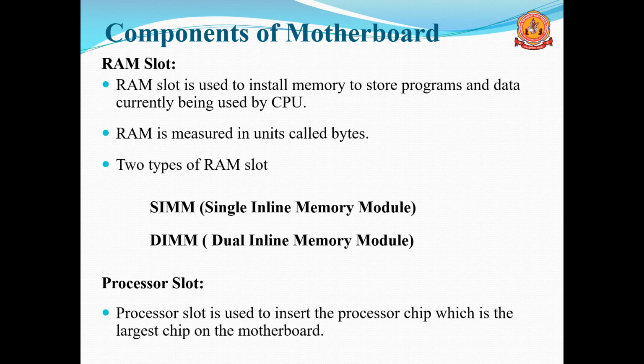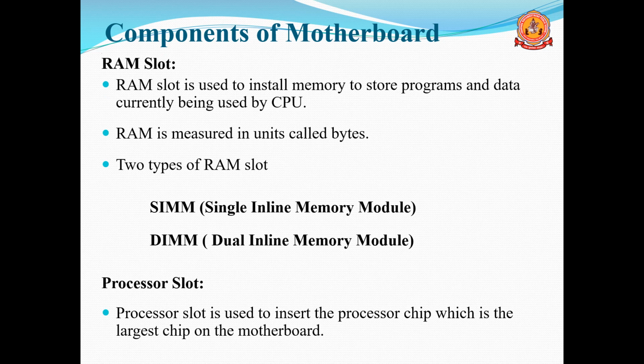Then if you take the RAM slot, mainly there are 2 types. One is SIMM and one more is DIMM. SIMM and DIMM are RAM slots. First one is SIMM, Single Inline Memory Module, and second one is DIMM, Dual Inline Memory Module.